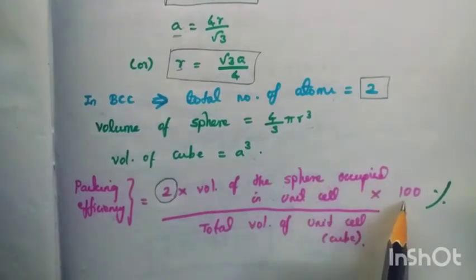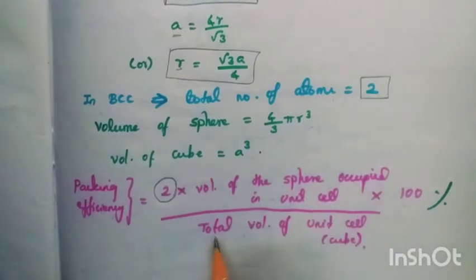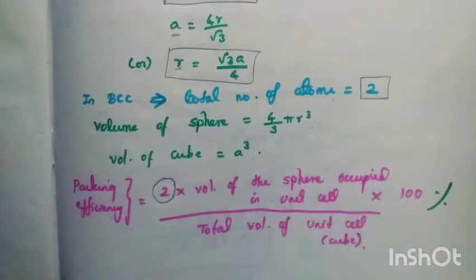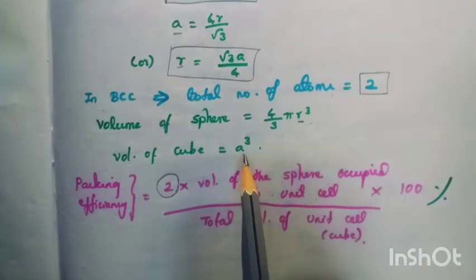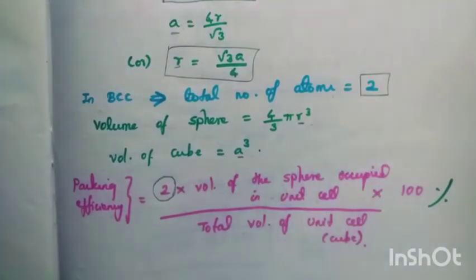into 100, since it is a percentage, divided by the total volume of the unit cell. Actually this is the formula. For that only, we are going to find the r value and a value using the diagram.